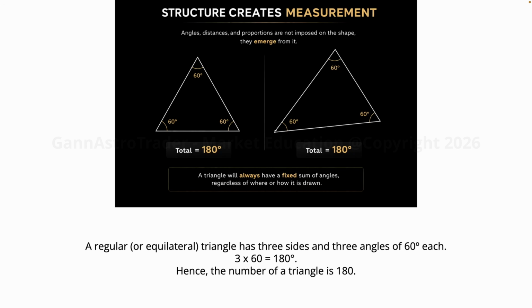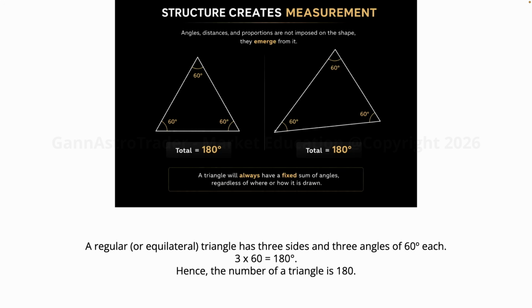Once a structure exists, it naturally allows measurement. Every geometric form contains internal relationships that can be quantified. Angles, distances, and proportions are not imposed on the shape. They emerge from it.